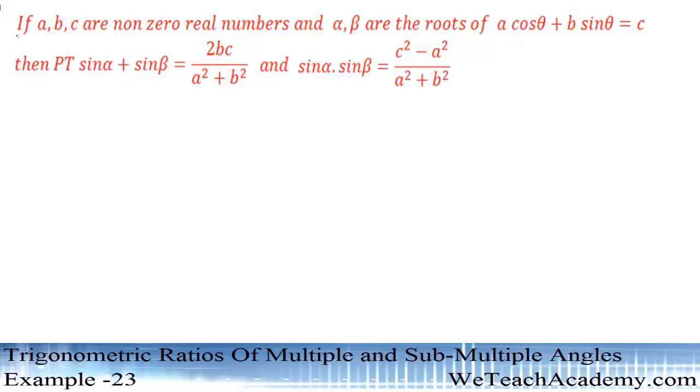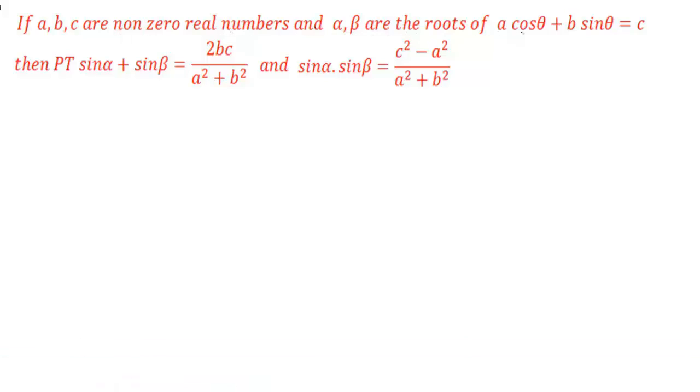So if a, b, c are non-zero real numbers and alpha, beta are the roots of a cos theta plus b sin theta is equal to c, then prove that sin alpha plus sin beta is equal to 2bc by a square plus b square, and then the value of sin alpha into sin beta is equal to c square minus a square divided by a square plus b square.